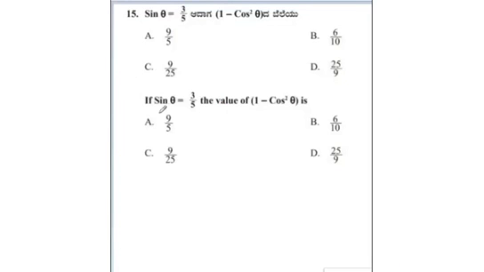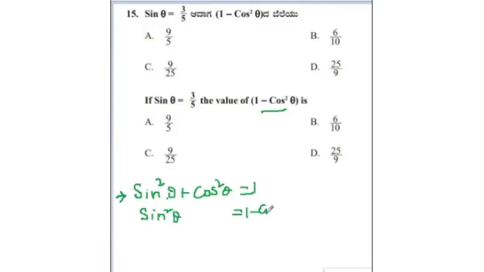Moving on to the 15th question, if sin theta is equal to 3 by 5, then the value of 1 minus cos square theta is. We all know that based on the first identity, sin square theta plus cos square theta is equal to 1. This is the basic identity. So sin square theta is equal to 1 minus cos square theta.